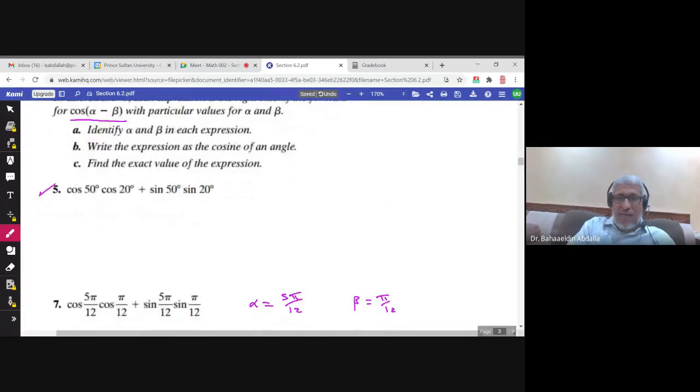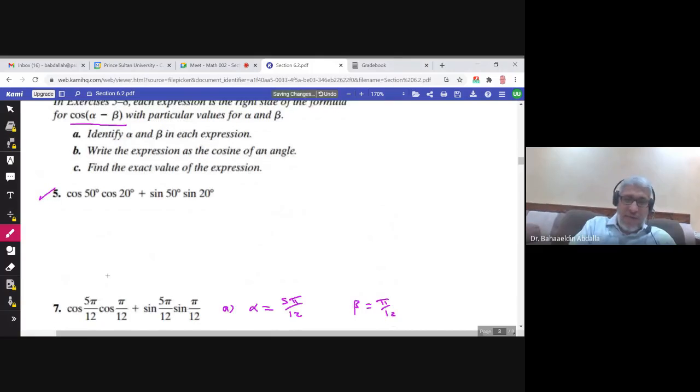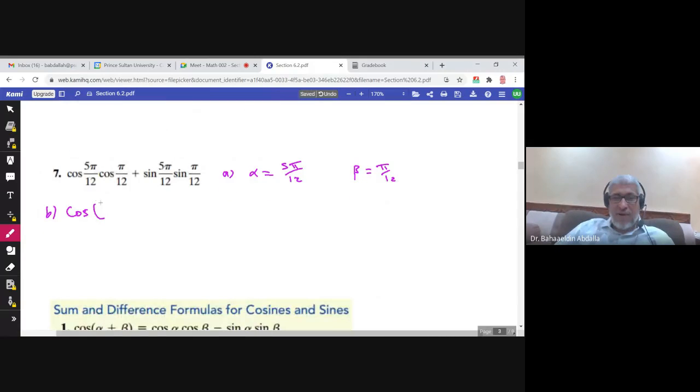Part B, write the expression as the cosine of any angle. As cosine of any angle. So this would be equal to cosine of an angle. Cosine what? Alpha minus beta. So 5 pi over 12 minus pi over 12. And 5 minus 1 is 4. So this is cosine 4 pi over 12. And 4 over 12 is pi over 3. So this is part B.